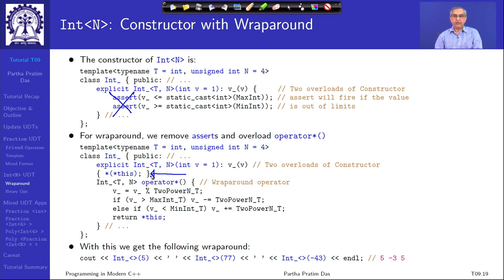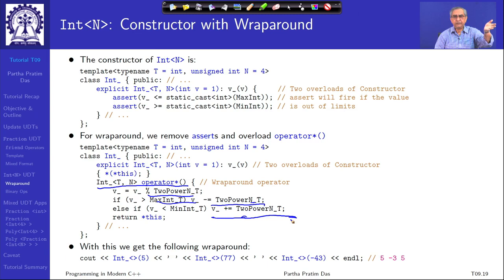We can overload the operator star for doing the wraparound. So, now this operator star gets the current object, and all that it has to do is to count how many times wrapping around up or wrapping around down is required. You can just look through this arithmetic, which is pretty straightforward to see, to count how many times you are going around the wrapping.